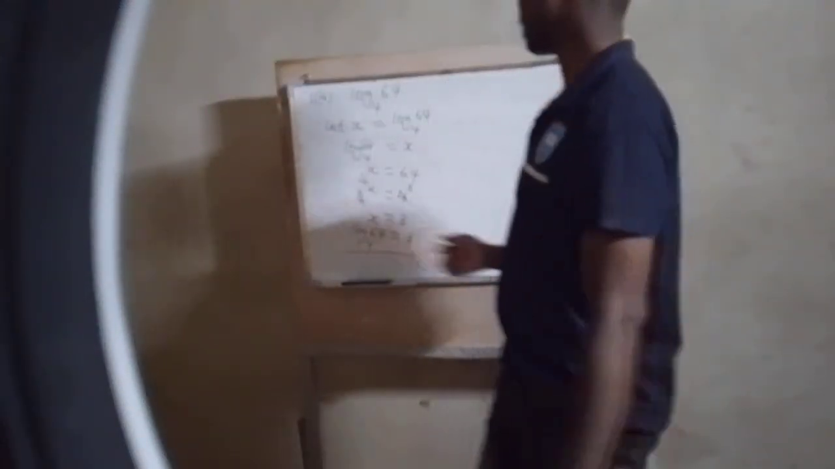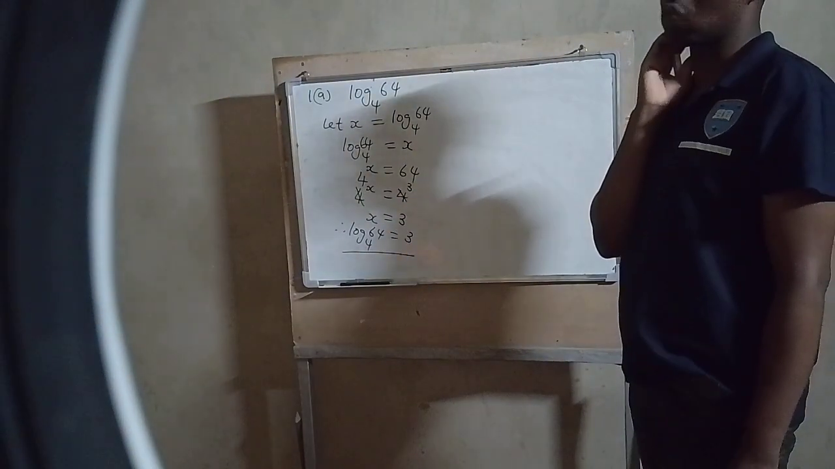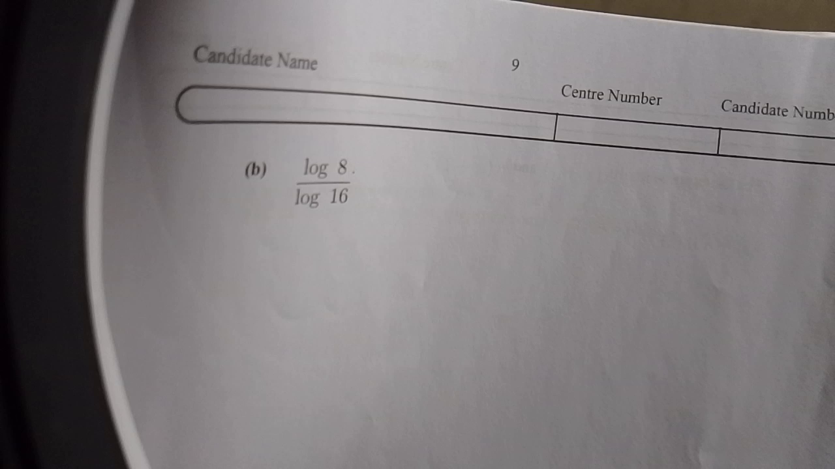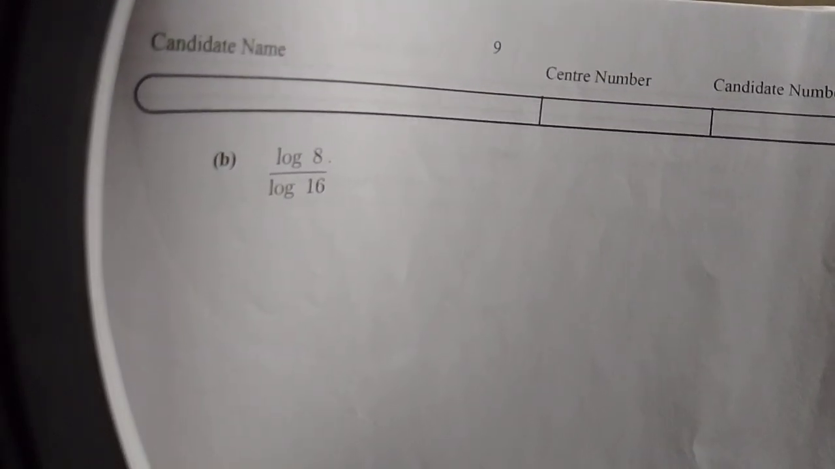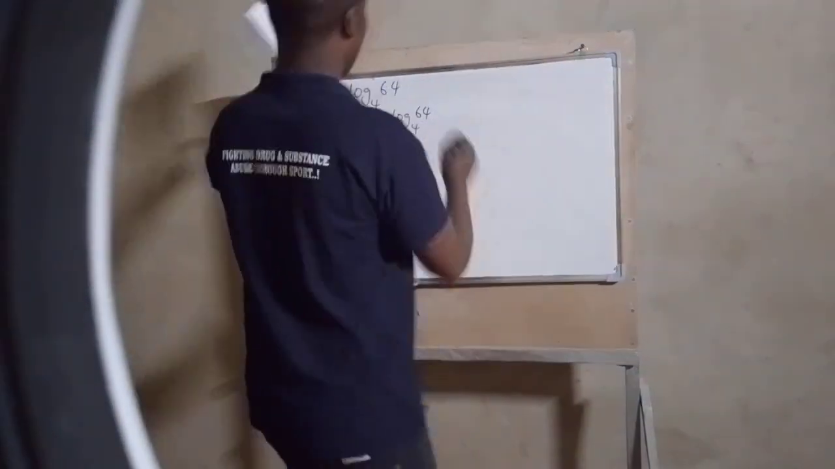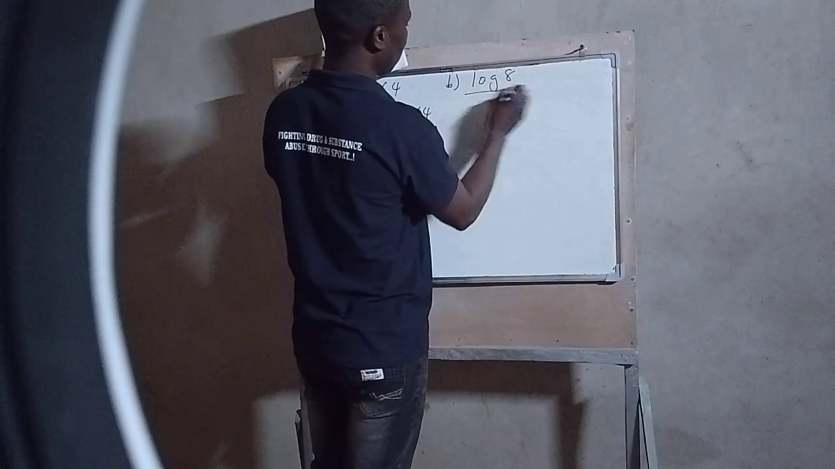So just be very careful. We use the laws of logarithms. Question B is on logarithms again, and it says evaluate log 8 over log 16. So this is log 8 over log 16.